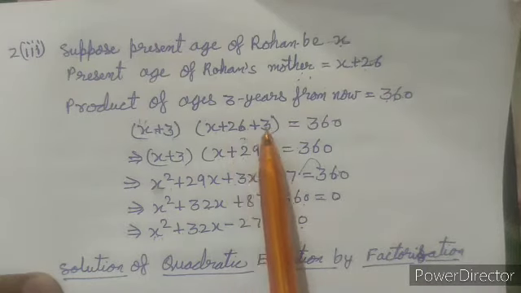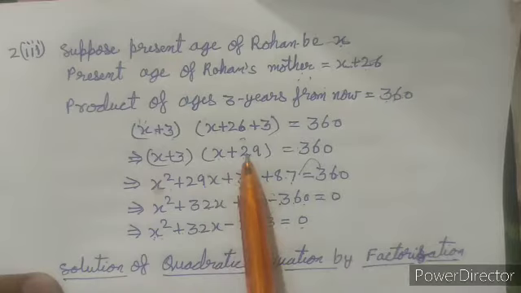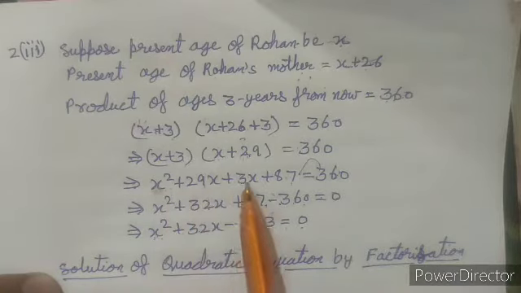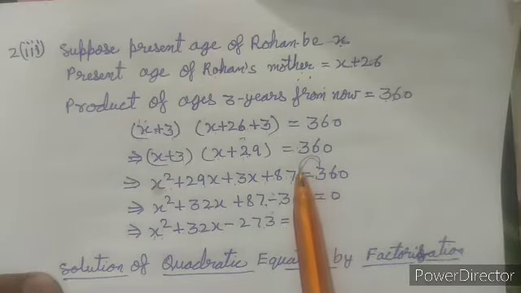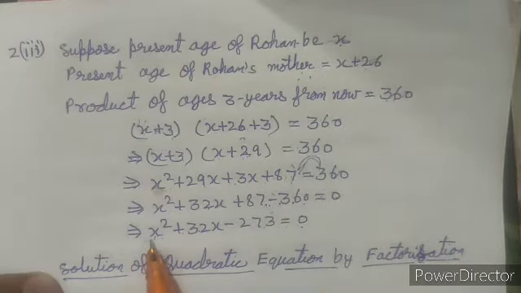Now this 26 plus 3 will be equal to 29, and after multiplying these two we get an equation as x square plus 29x plus 3x plus 87 equal to 360. Now we will take this 360 to the left hand side, and that will be minus 360, and we will get a quadratic equation as x square plus 32x minus 273 equal to 0.